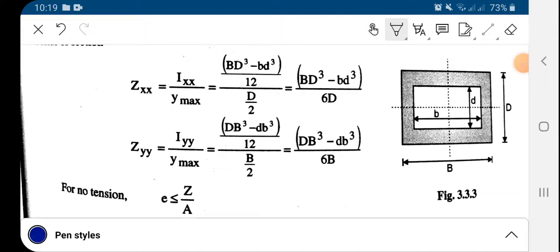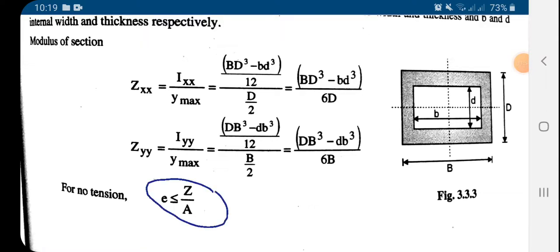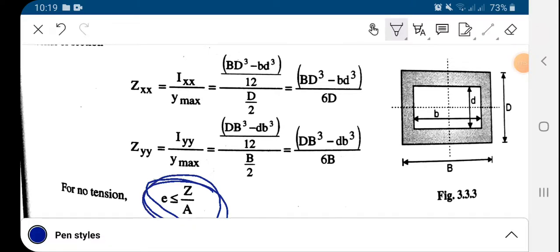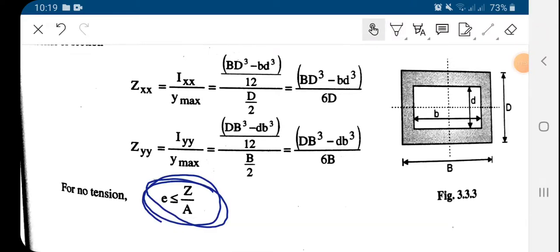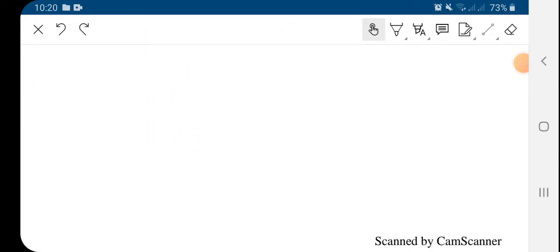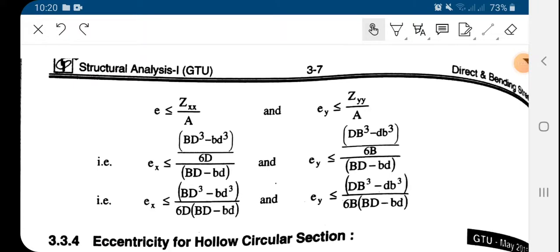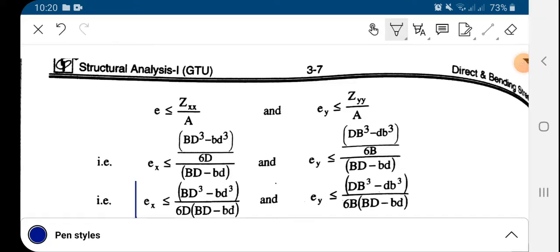Already we have seen in the previous lecture that to get the conditions we have to use the equation for minimum eccentricity, that is e should be less than or equal to Z by A. So we have to put the equations of Z and area, where the area becomes capital B capital D minus small b small d. By putting that, we will get the equations or conditions for the eccentricity in the x direction as well as the eccentricity in the y direction.